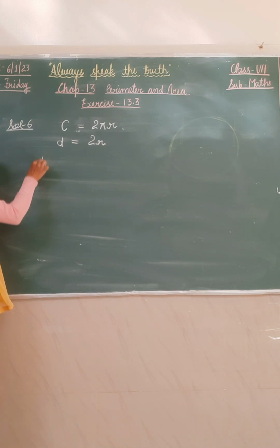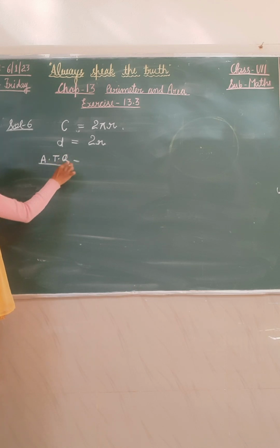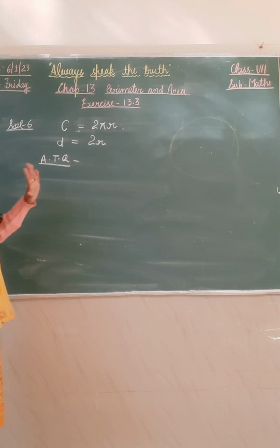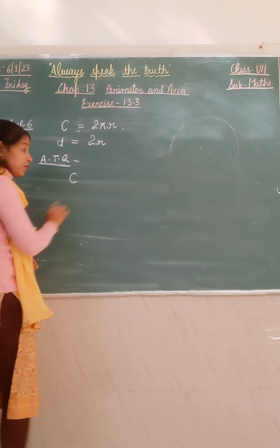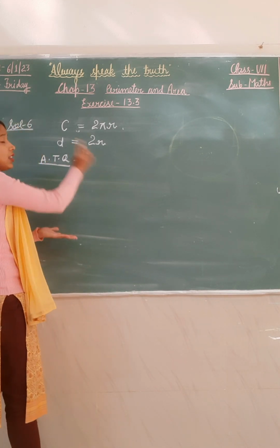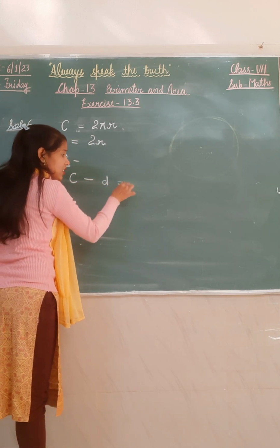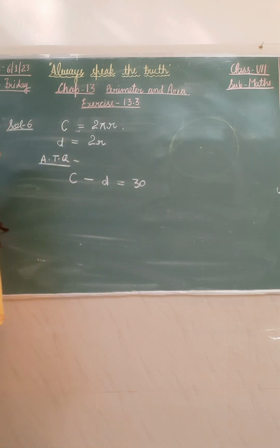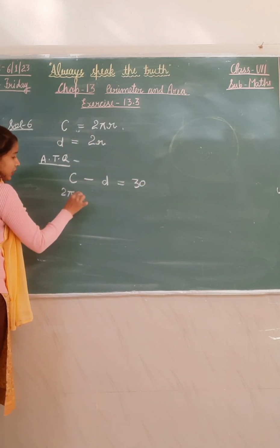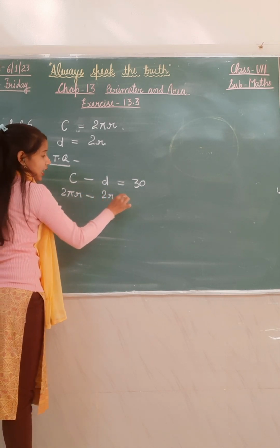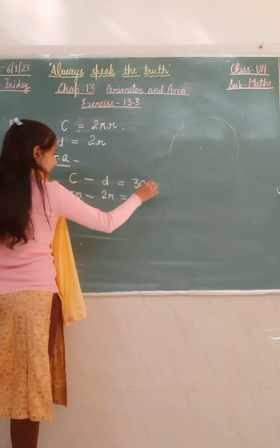Now according to question, ATQ. According to the question it is given that the circumference is 30 more than the diameter. That means the difference between circumference and diameter is 30. Okay? And we will put the value of C. C is 2 pi r and the diameter is 2r, and the difference of both is equal to 30 centimeter.